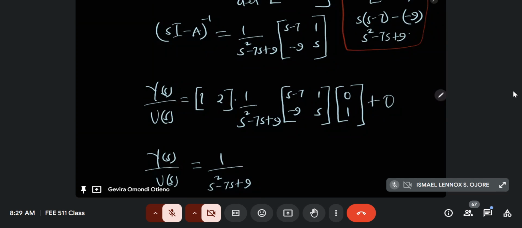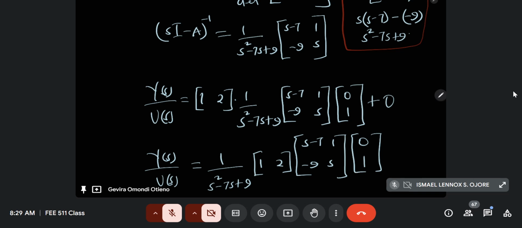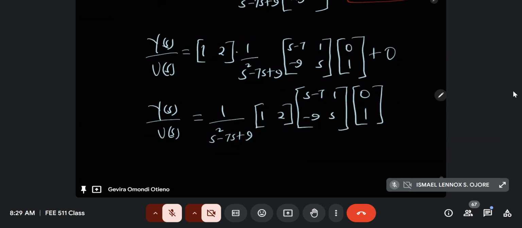Then I do manipulations of the rest. So now I can do manipulations of 1, 2 multiplied by S minus 7, 1, minus 9, S, then multiplied by 0, 1. Again, remember the order in which you are required to do matrix manipulations. Is it from left to right or right to left? If you get that wrong, again, your entire solution will be wrong. I'm only doing the easy one, a 2 by 2 matrix. You could be asked to manipulate a 3 by 3 matrix.